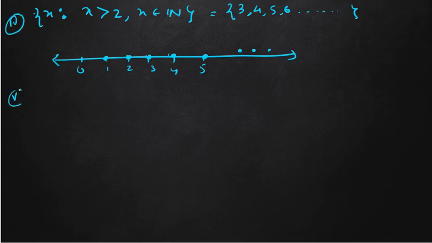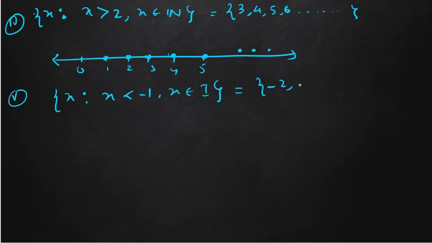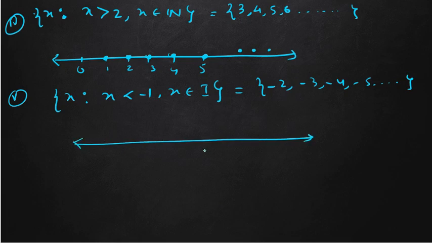Similarly, if we take another example, suppose all such x such that x is less than -1 and x belongs to integers. So we have to write all the integers which are less than -1. So what are the integers which are less than -1? All the integers less than -1 are -2, -3, -4, -5. So this will continue till the left side of infinity. Okay. So these numbers are moving towards the left. So all the negative numbers are towards the left.